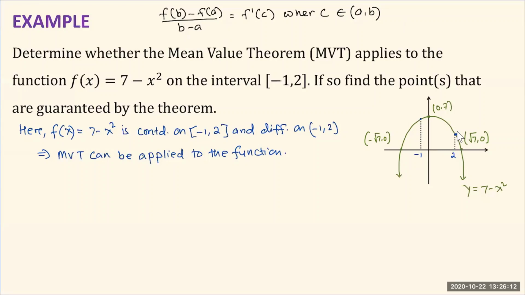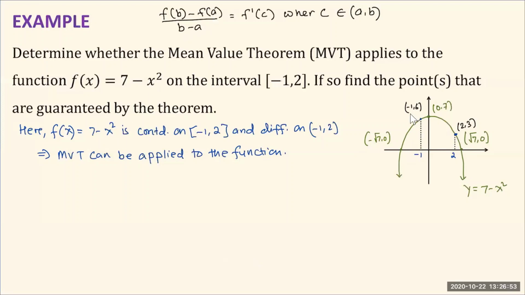To find the points on the graph, I have to plug in the values. For the first one, if I plug in -1, 7 minus -1 squared. -1 squared is 1, so 7 minus 1 is 6. So this point is -1, 6. And this point, if I plug in 2, will be 7 minus 2 squared. 7 minus 4 is 3. So this point is 2, 3.